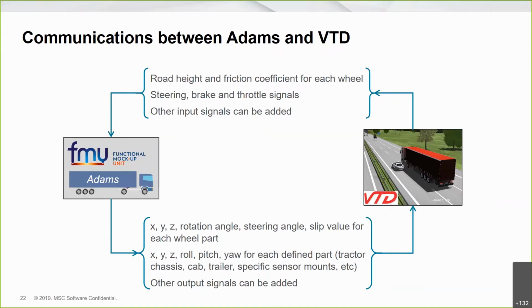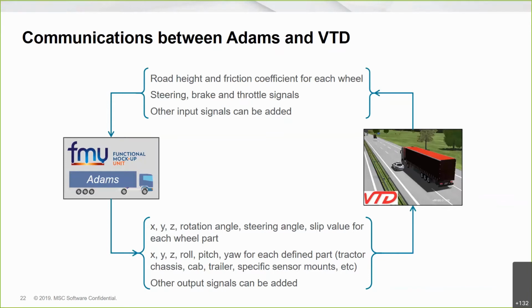Those will present different friction coefficients on different parts of the surface of the road. That will be defined in the VTD, and the VTD will give the friction coefficient of each wheel, plus the signals to control the steering, brake, and throttle into Adams.